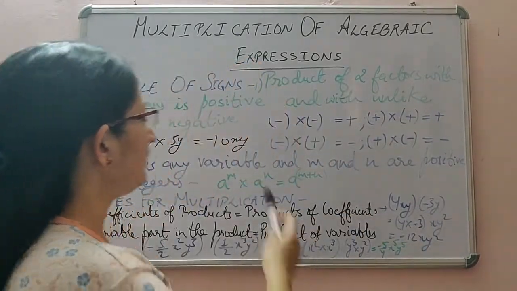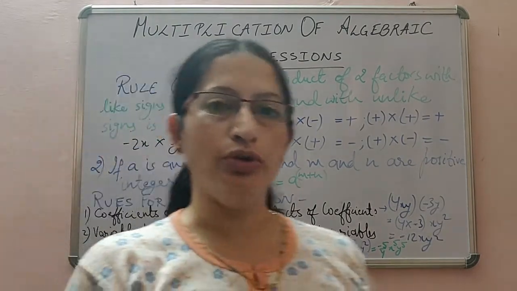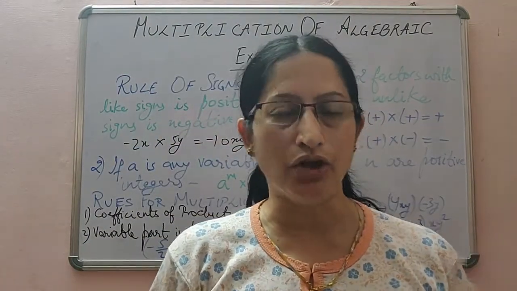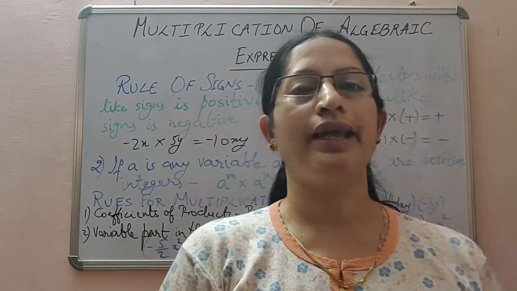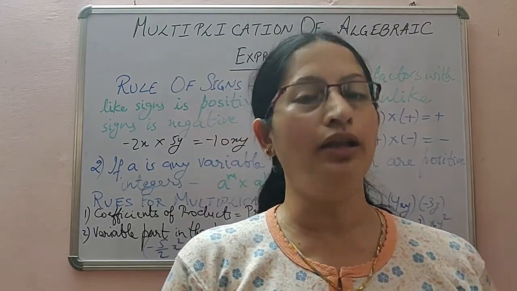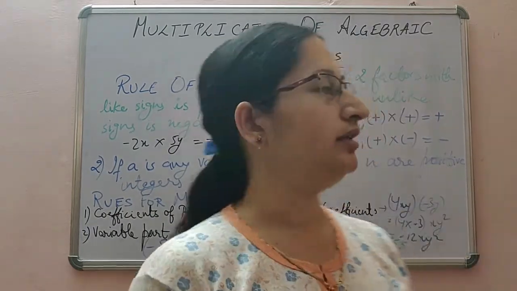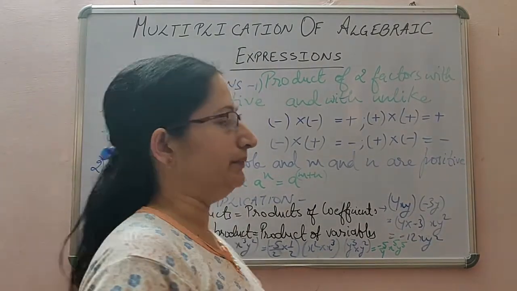So these basic rules of sign all of you should know while doing the multiplication of any algebraic expression. It can be monomial, it can be polynomial, it can be binomial or trinomial, anyone. The same rules are followed in each of them.